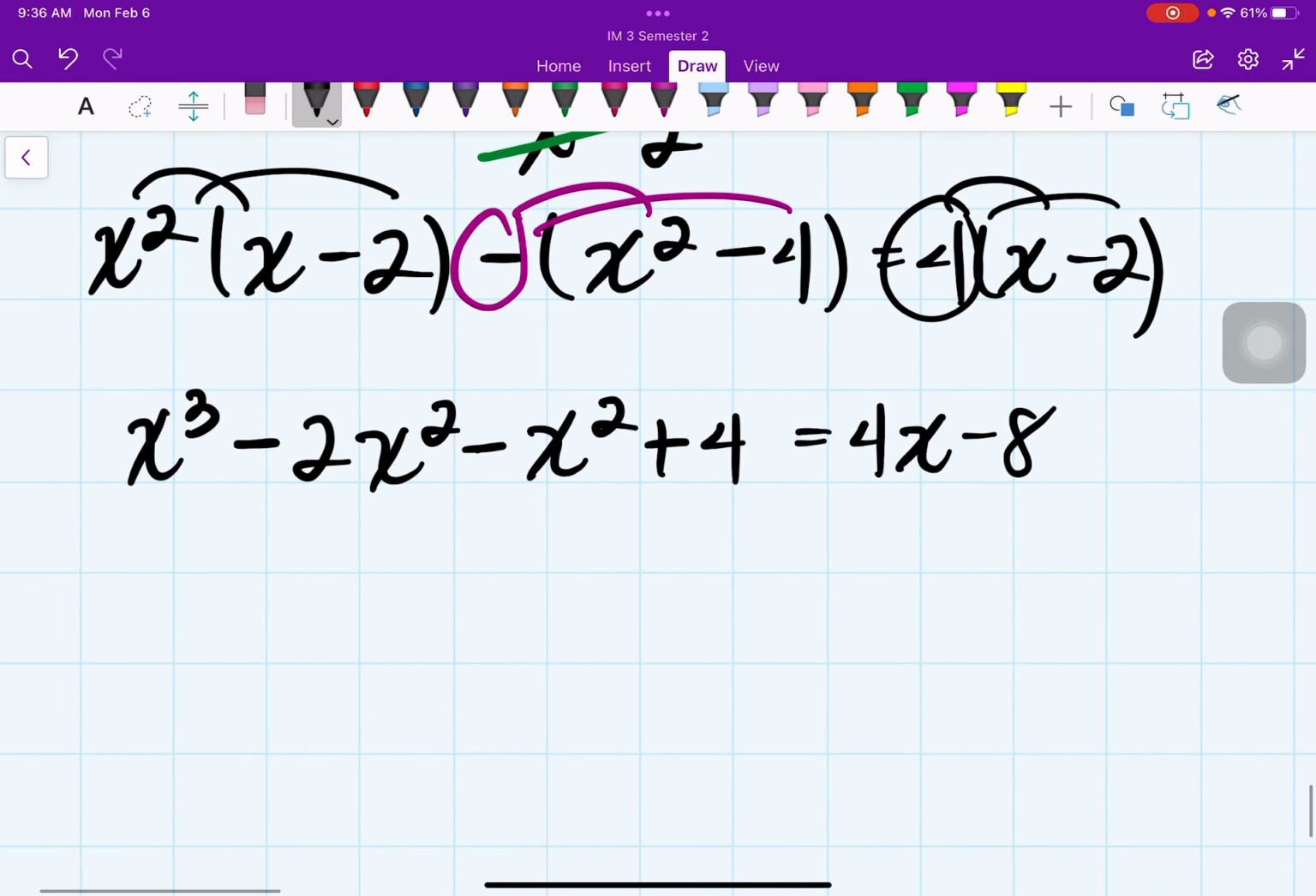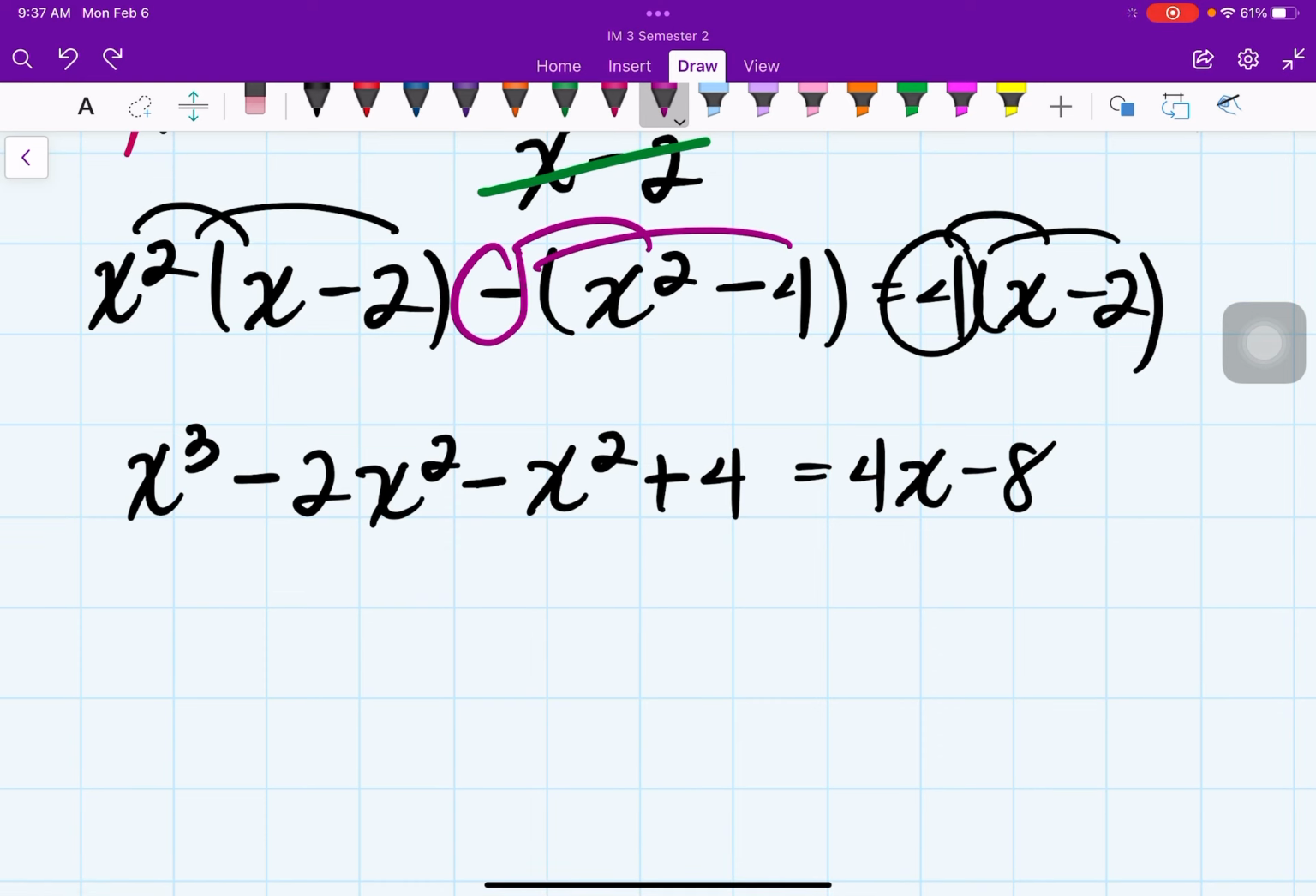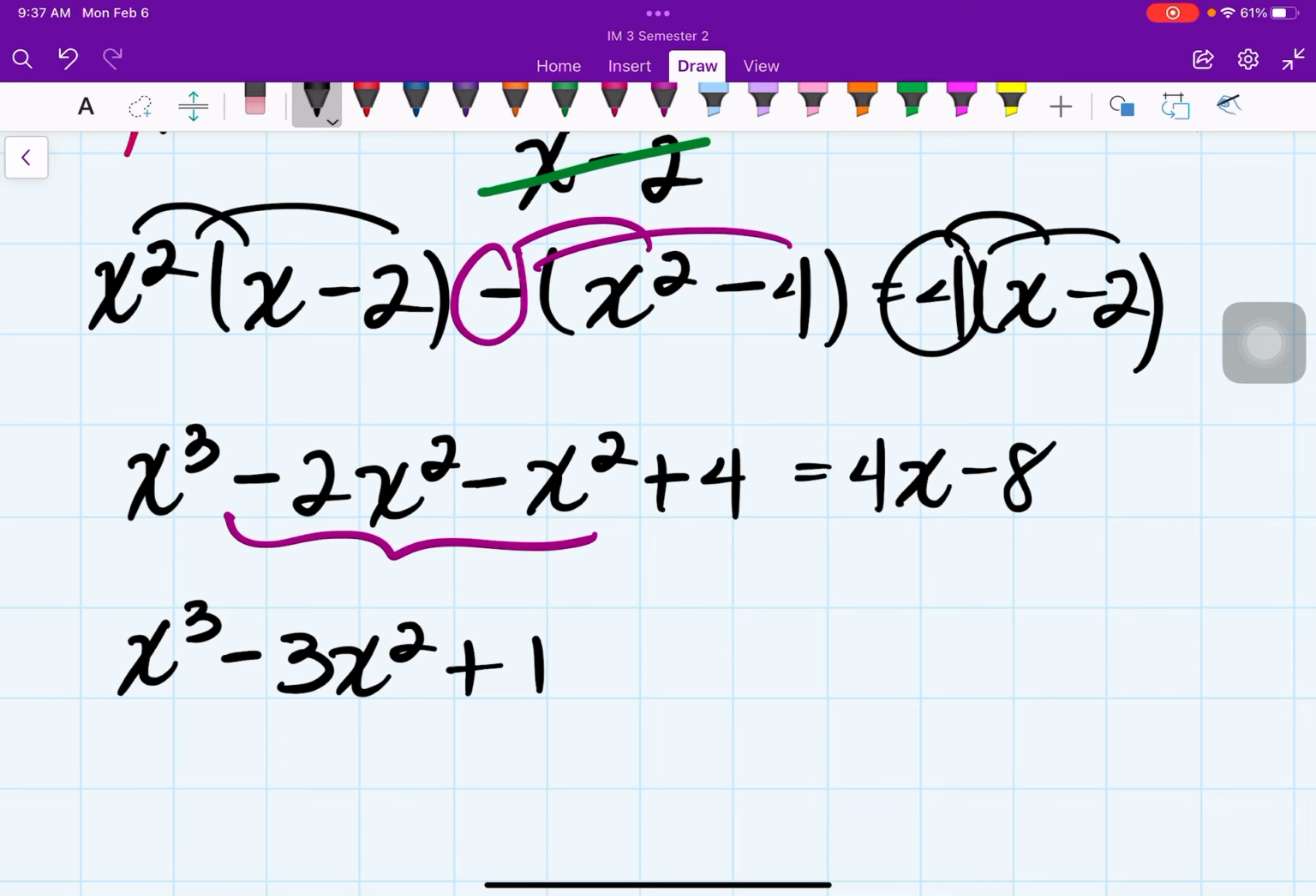Now, let's go ahead and move everything to one side. So I'm actually going to subtract the 4x. Well, actually, before we do that, let me combine like terms first, and then we can move things around. I can combine these two, which is going to give me x cubed minus 3x squared plus 4 equals 4x minus 8.